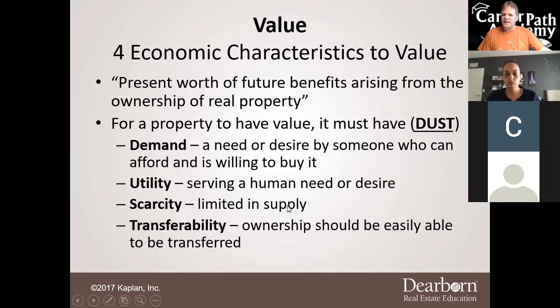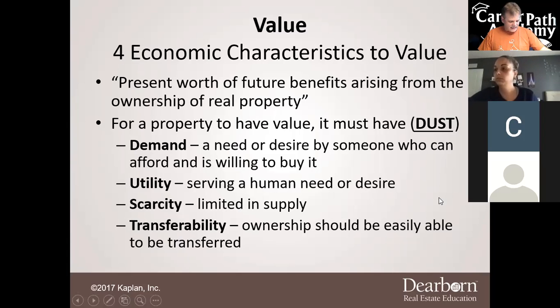Scarcity means that it's limited in its supply. And transferability means that the ownership can be easily transferred from one party to the next. If you cannot do these things, then it will devalue the property, right? If nobody wants it or is willing to buy it or can afford it at your price, you know, demand is one of the 4 economic characteristics of value: demand, utility, scarcity, and transferability.